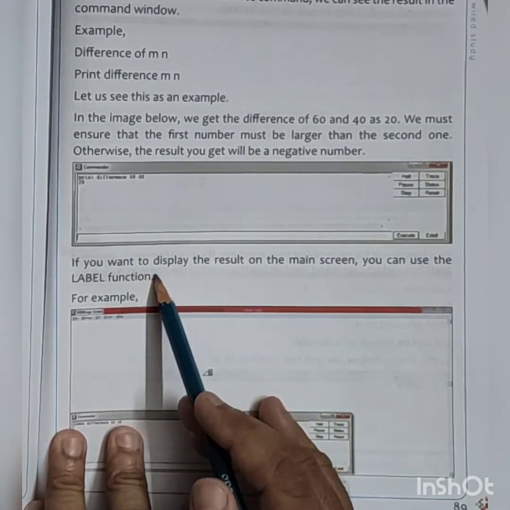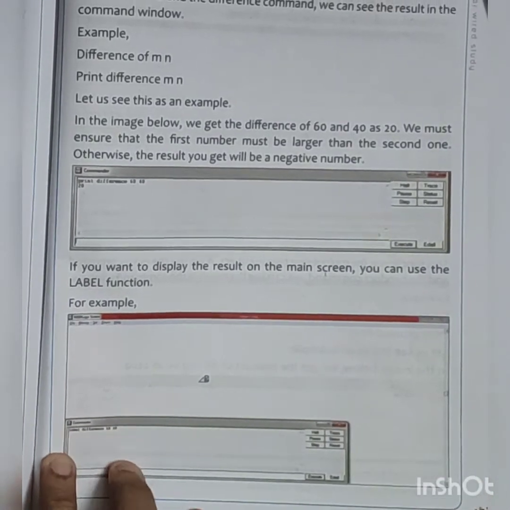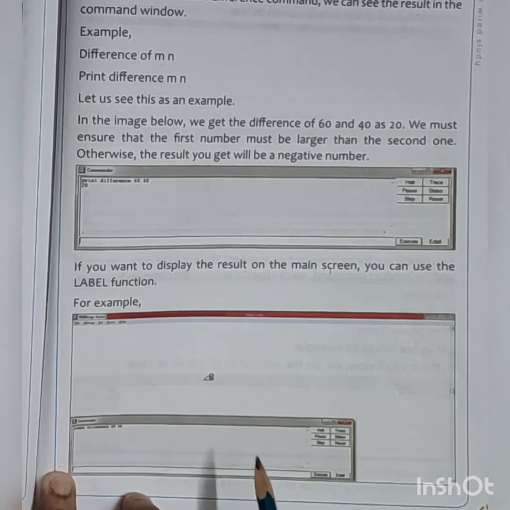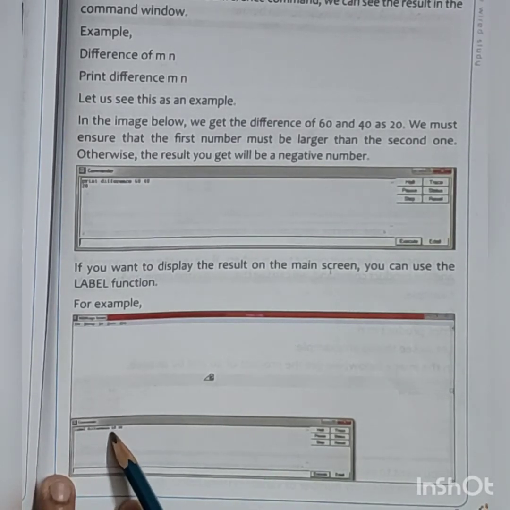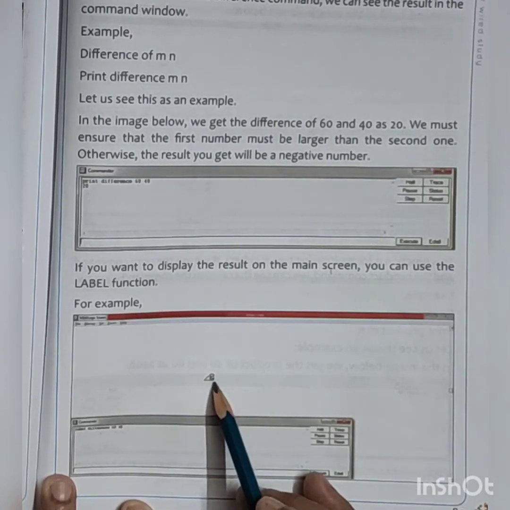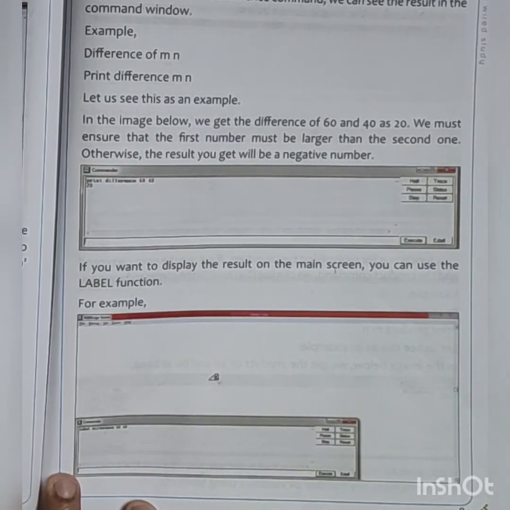Next, if we want to display the result on the main screen, what will we do? We use the label function. So what should you write? Label difference 60 40. So you see that the result 20 has come on the main screen. So it is one of the important functions in Logo.